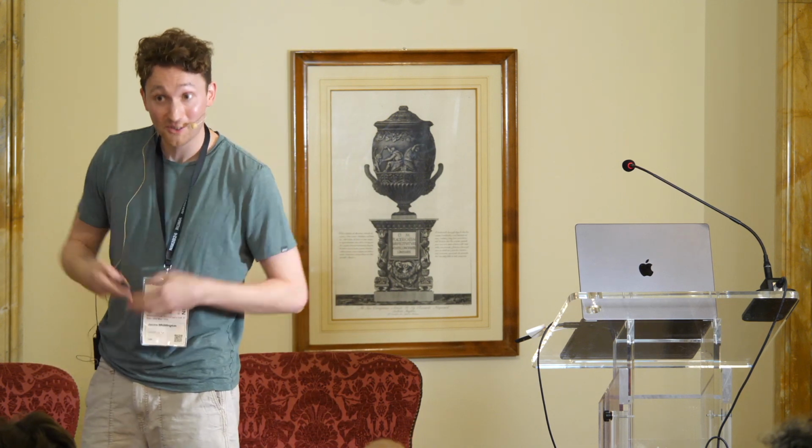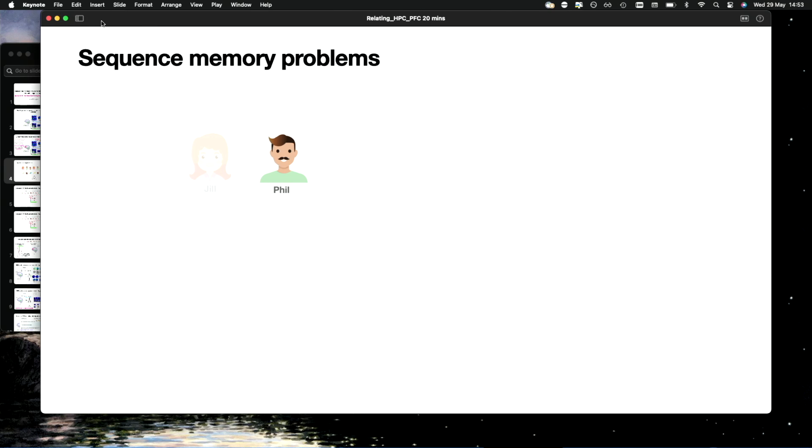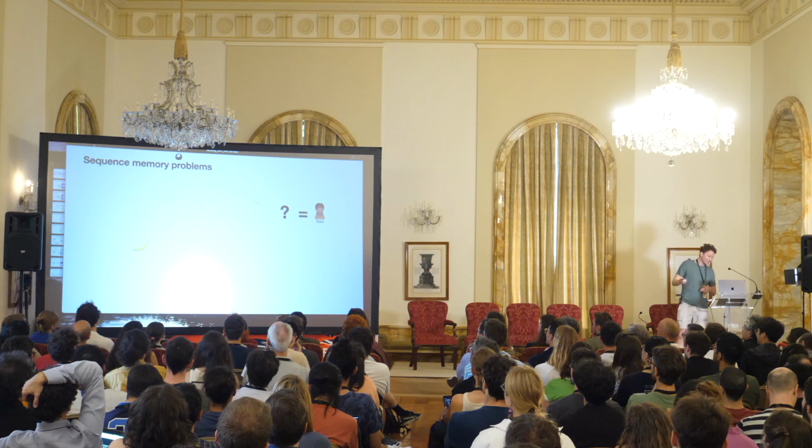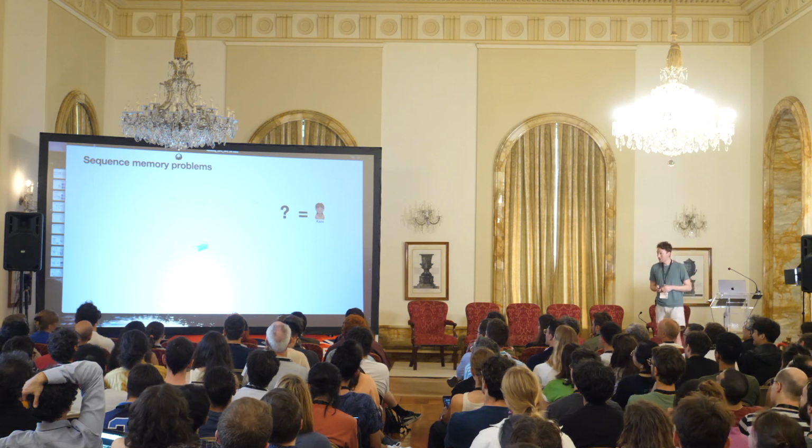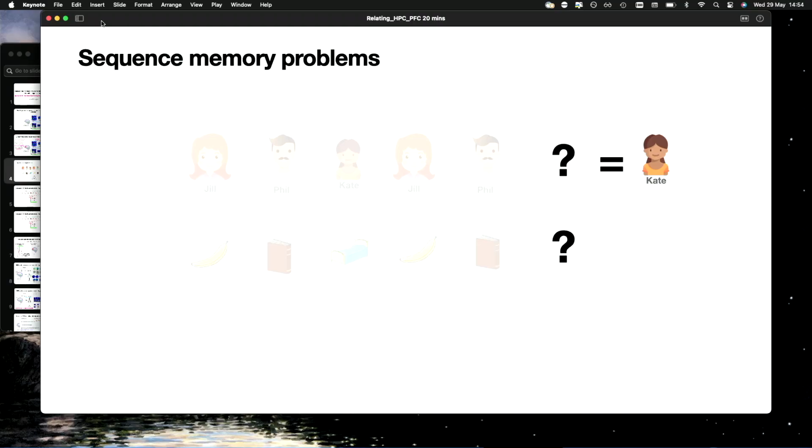To tackle this problem, we really need to formalize and think about what sequence memory problems are, because as I said, sequence memory is the same as cognitive maps and so on. So here is a sequence problem. First I show you Jill, then Phil, then Kate, then Jill, then Phil, and I ask you what comes next. I suspect you know it's going to be Kate. Likewise, I could show you a banana, a book, a bed, a banana, book, and then ask you what comes next. Is it a bed? Yeah, you're right.